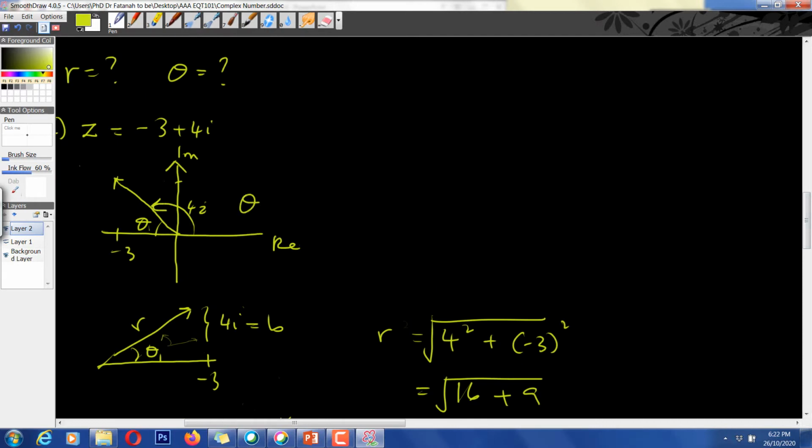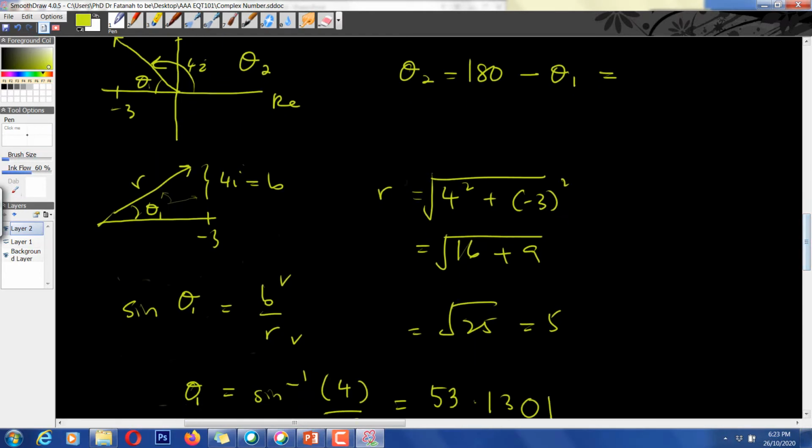So theta 2. How to get theta 2? Theta 2 is 180 minus theta 1. So what we'll have is 180 minus 53.1301, which gives 126.8699. So now we have this degree, and we also have the R here.